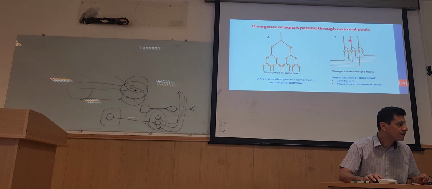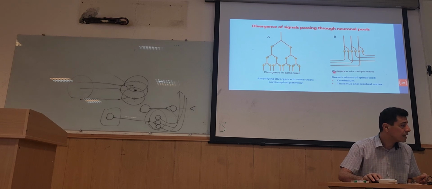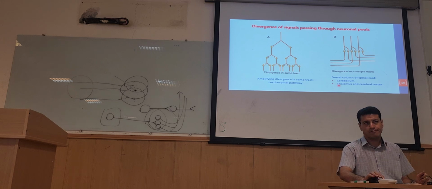The second type. Again, we have divergence. Parallel fibers come to the pool. They activate two different populations of neurons. Some of these neurons go this way. Others send their axons the other way. So action potential from one source goes toward two different targets. Again, we have divergence, but into multiple tracks. Examples: in the dorsal column of the spinal cord, fibers go either to the cerebellum or to the thalamus.